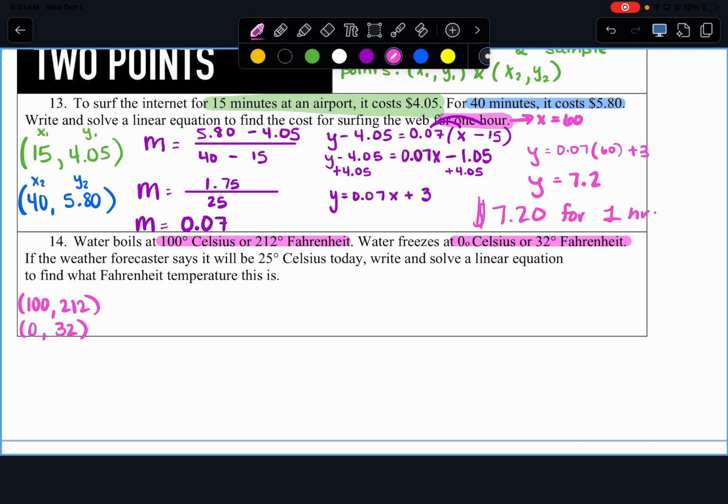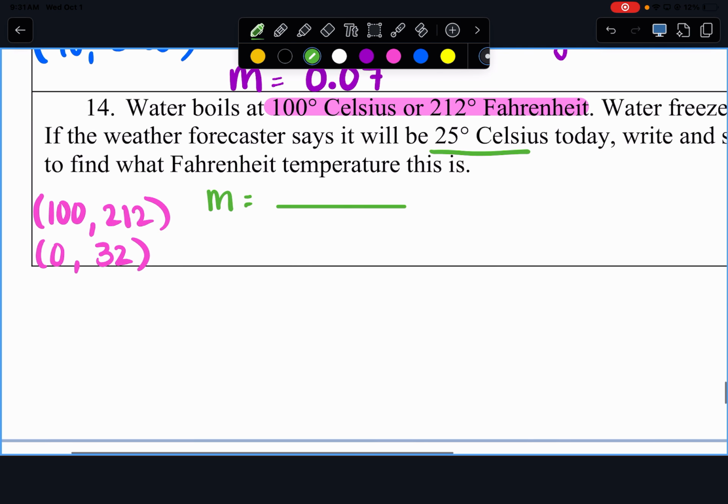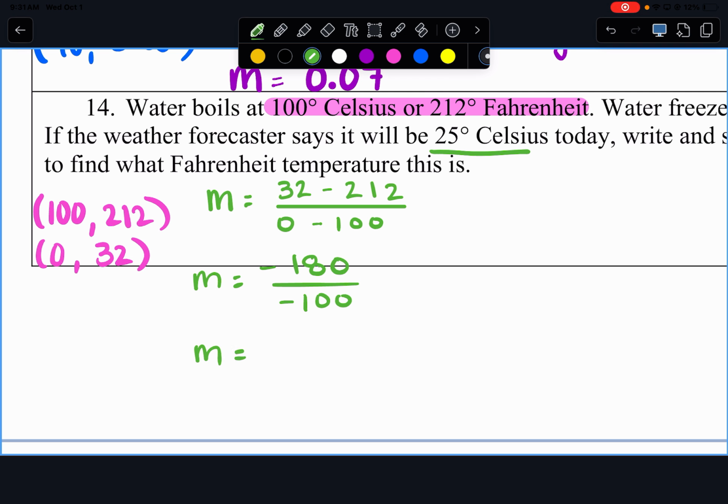Then it asks, if the weather forecast says it will be 25 degrees Celsius, write and solve the linear equation to figure out the temperature in Fahrenheit. Before I can do that, I have to first find our slope. M equals... what does our numerator of the slope need to be? 32 minus 212, and 0 minus 100. So that gives us negative 180 divided by negative 100. A negative and a negative make a positive, and 180 divided by 100 is 1.8.